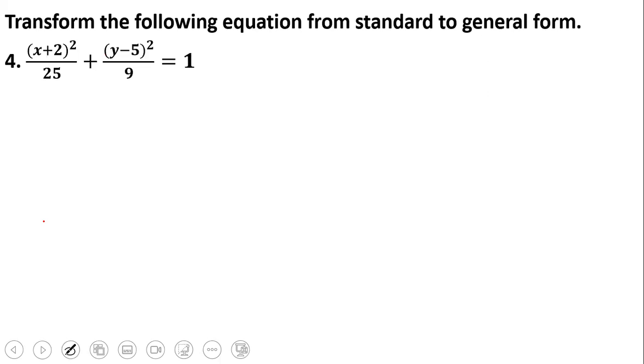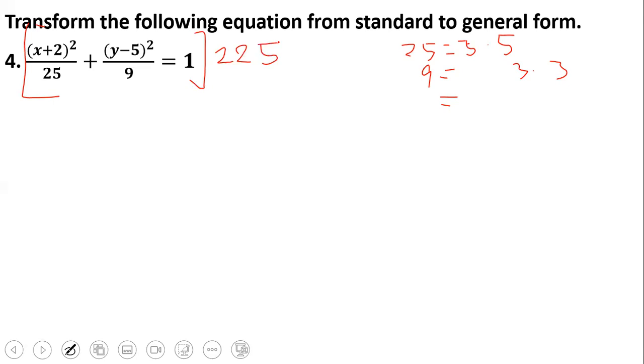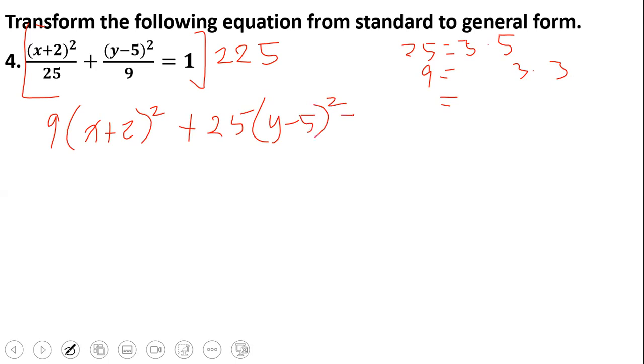Next. So this time we're going to transform standard to general form. So this time we have the following form, 25 and 9. So remember, there are no common factors between 25 and 9. So all you can do is multiply to each side, or you can also get the LCD, which is 25 by 9, which is 5 by 5, 3 by 3. So the answer is 225. So 225 divided by 25 is 9 times quantity x plus 2 squared plus 25 divided by 9 is 25 times y minus 5 quantity squared is equal to 225.